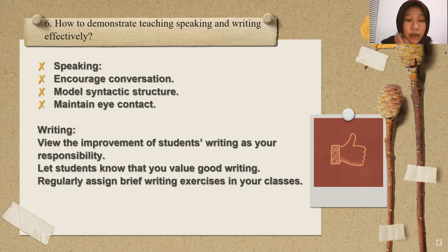Also, this is about writing. First, view the improvement of students' writing as your responsibility. First of all, teaching writing is not only the job of the English department alone. Writing is an essential tool for learning a discipline, and helping students to improve their writing skills is a responsibility for all faculty. Second, let students know that you value good writing. Stress the importance of clear, thoughtful writing. Faculty who tell students that good writing will be rewarded and poor writing will be penalized receive better results than instructors who don't make such demands.